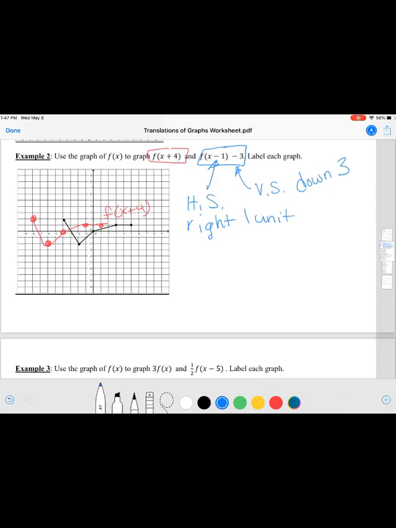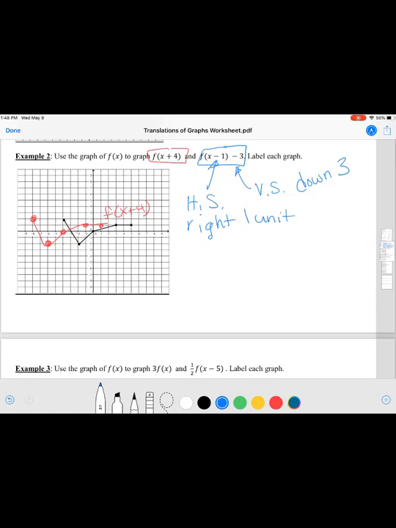Now, when you have multiple translations, like we do in this one, we have 2 different translations, you want to make sure you do them in the correct order. Now, sometimes it doesn't matter, but a lot of times it does. So what you want to do when you have multiple translations, you want to think about it as if it was order of operations. If I were to plug something in for that x, I would first subtract 1, and then I would subtract 3 because you do inside the parentheses first. So you want to do your horizontal shift first and then the vertical shift.